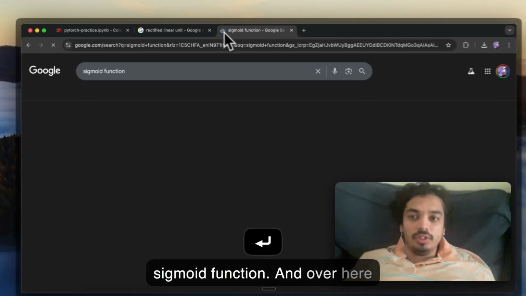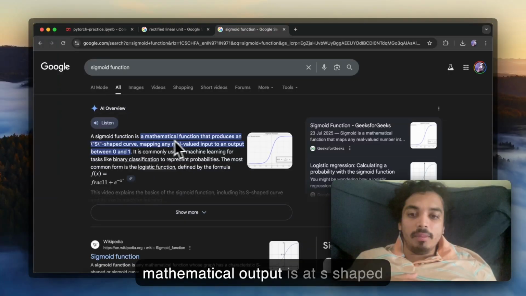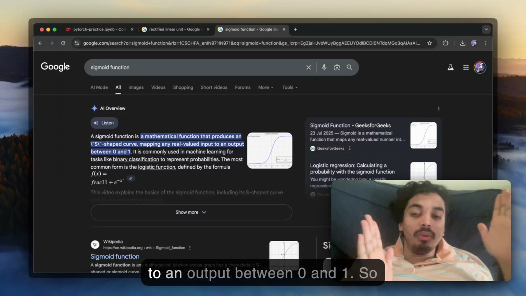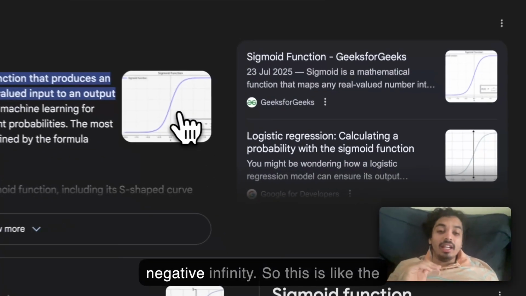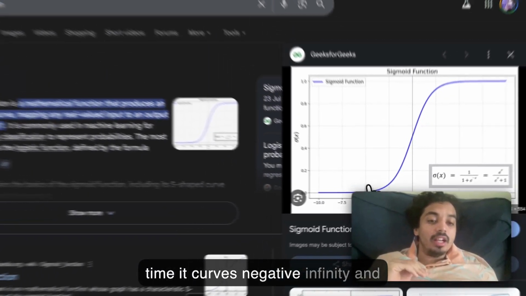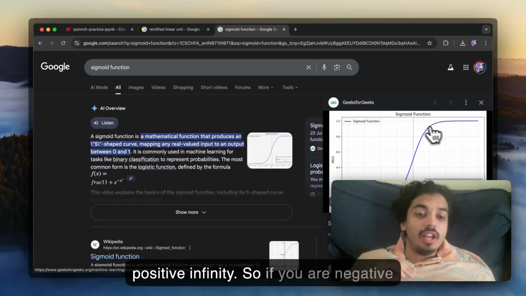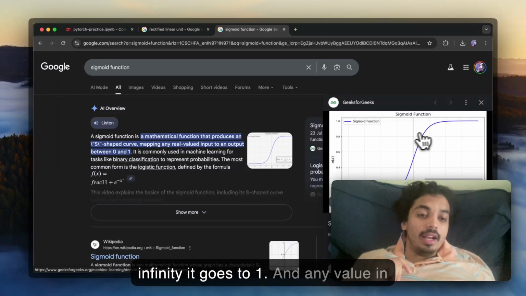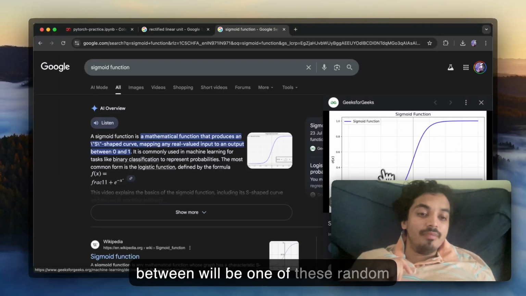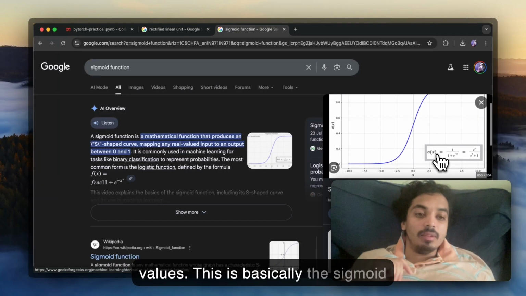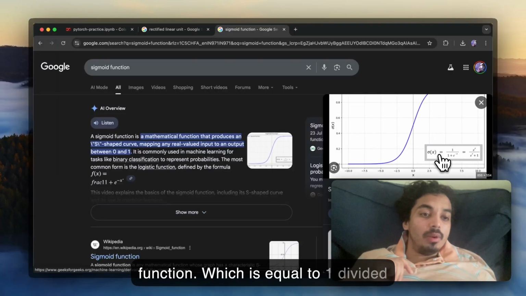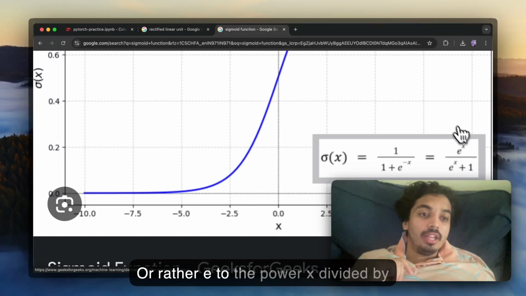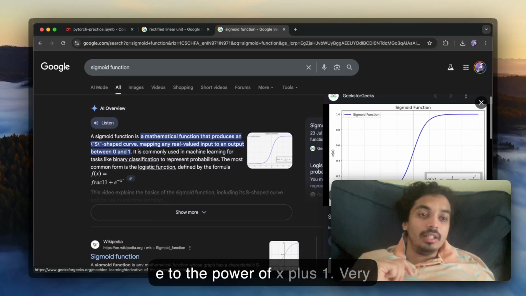The sigmoid function is a mathematical function that produces an S-shaped curve, mapping any real-valued input to an output between 0 and 1. So this is like the tanh curve. If you're at negative infinity, it goes to 0. If you're at positive infinity, it goes to 1. And any value in between will be one of these values. This is basically the sigmoid function, which is equal to 1 divided by 1 plus e to the power of minus x, or rather e to the power x divided by e to the power x plus 1.